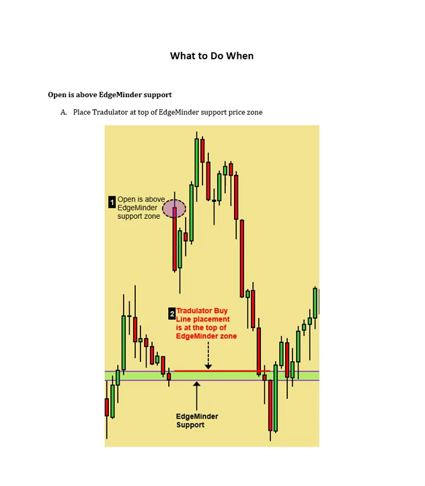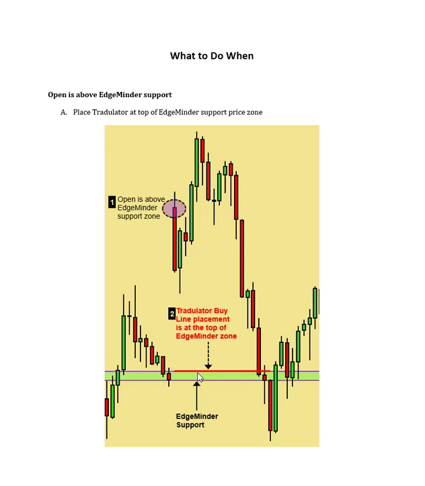The market has opened and is currently trading above EdgeMinder's support, and at that point the question is, what do I do and when do I do it? And so what you would do, we have the open. You would identify first where is EdgeMinder's support. You would then place your buy line. Your Tradulator buy line would be placed at the top edge of EdgeMinder's support while the market, hopefully within a few minutes of the open, you can get that placed.